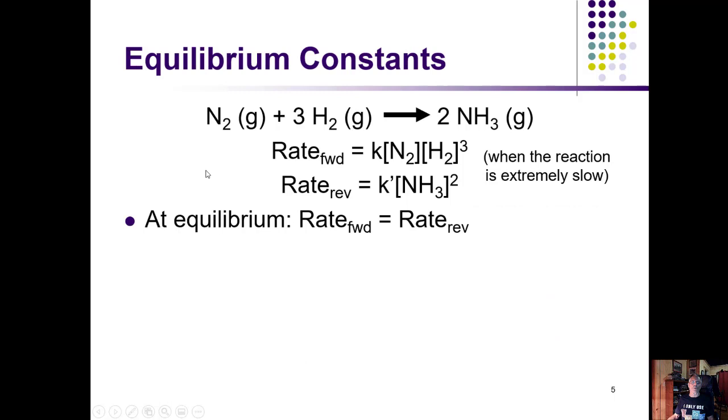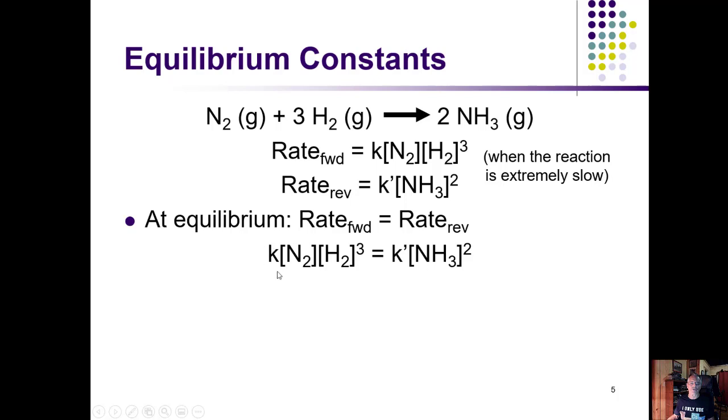So here's the way we derive the equilibrium constant expression. We allow this reaction to go on until equilibrium is reached, that is, until all concentrations stop changing. That's where the rate forward is equal to the rate reverse. And we can set those rates equal to each other at equilibrium because they are the same rate.